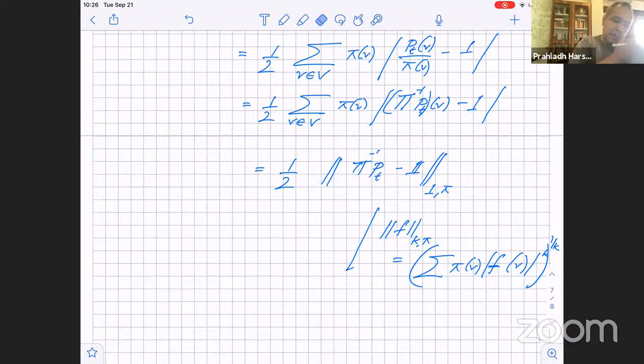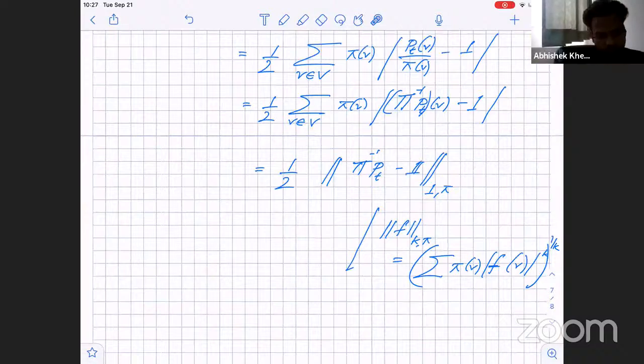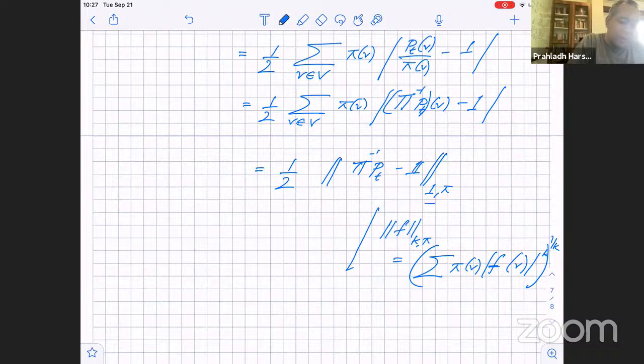Do we need a connected graph for this? Yes, we would need a connected graph. Right now I'm stating it in general, but eventually for the theorem we will need a spectral gap firstly, and for the gap to happen, it has to be a connected graph.